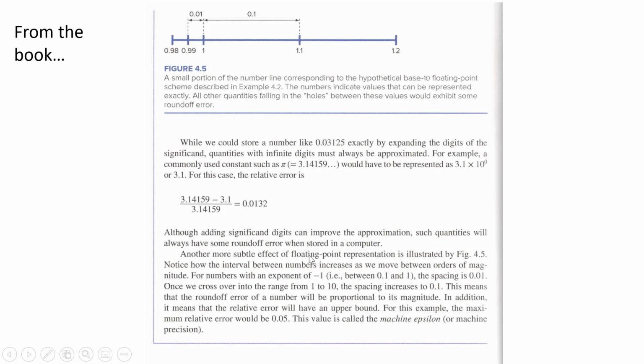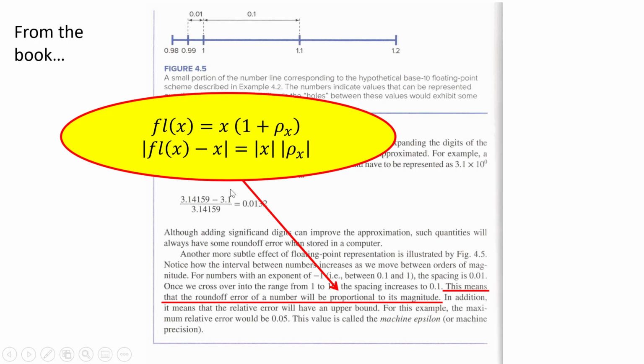So this is from the book. Let's take a look at a couple of particular lines. This means that the round off error of a number will be proportional to its magnitude. So we're talking about, if you remember the way I like to put it, with that sentence, we're talking about absolute error. So here's our absolute error. Yeah, it's proportional to the actual magnitude of the true value. So that's a true statement.